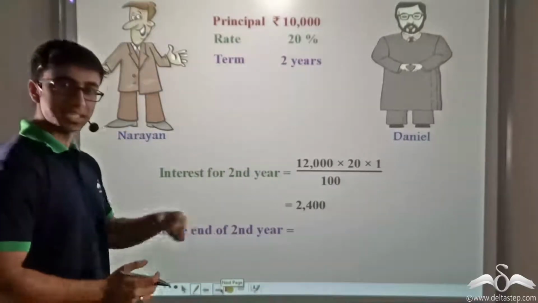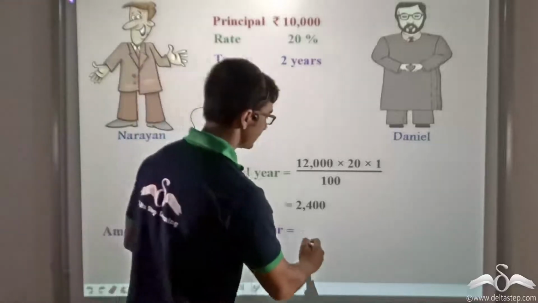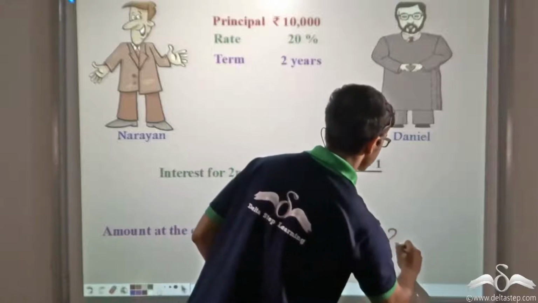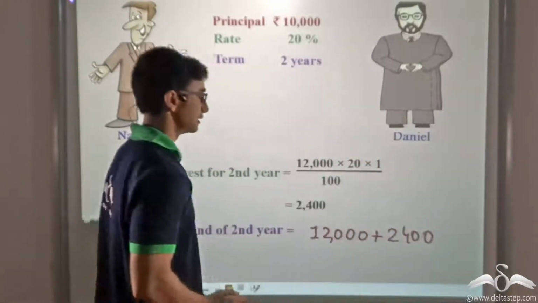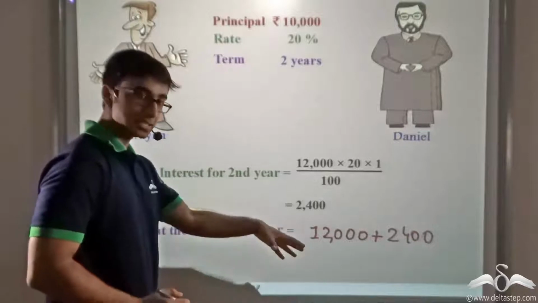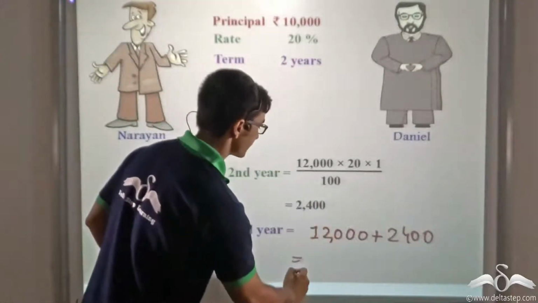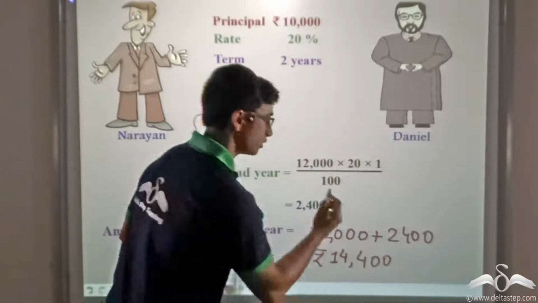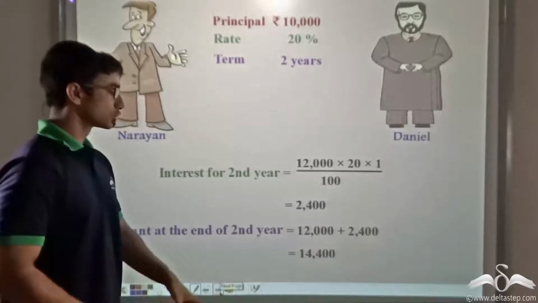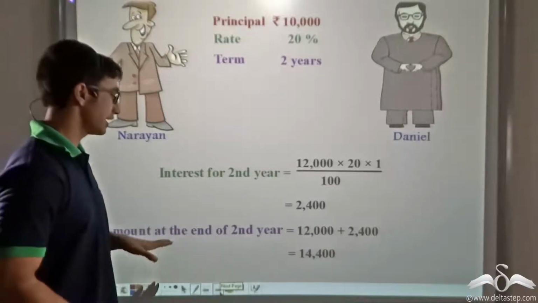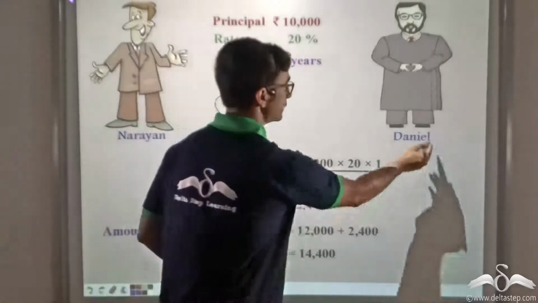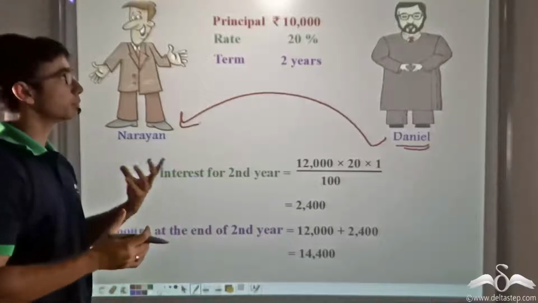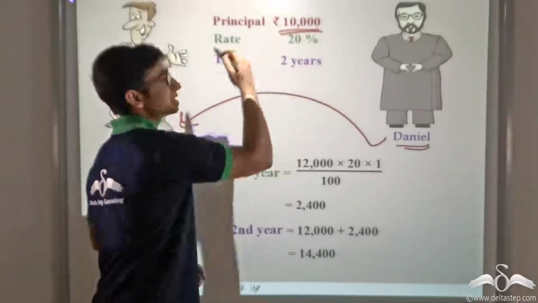So what will be the amount at the end of second year? Similarly, we can calculate the amount as rupees 12,000 plus 2,400. That is the principal for the second year plus interest for second year. And this will give us rupees 14,400. So 14,400 is the amount at the end of second year that Daniel will be paying back to Narayan when initially he had borrowed a sum of 10,000 rupees.